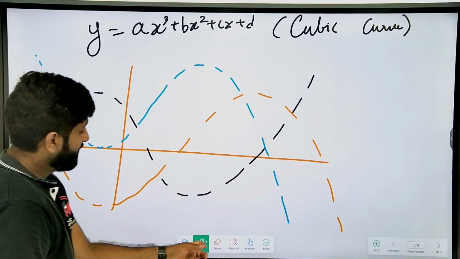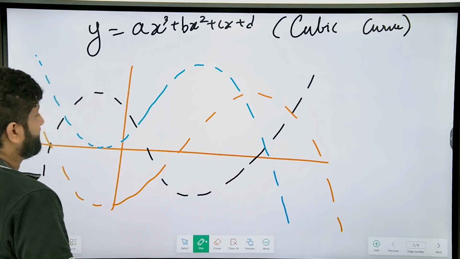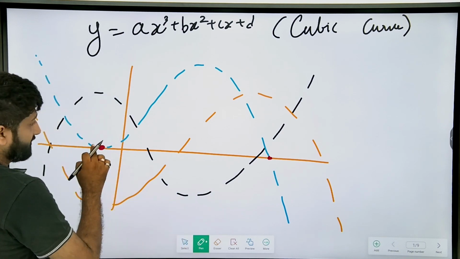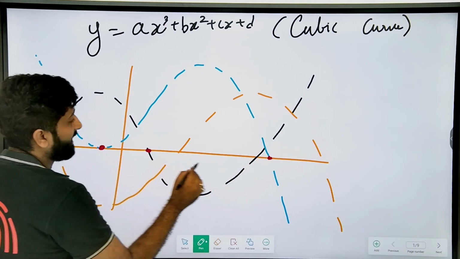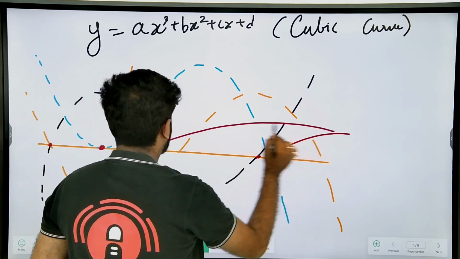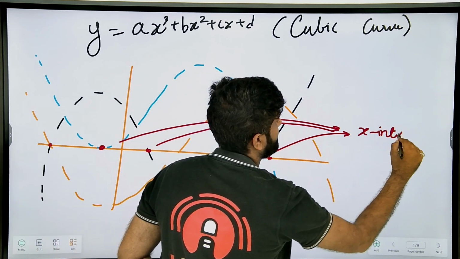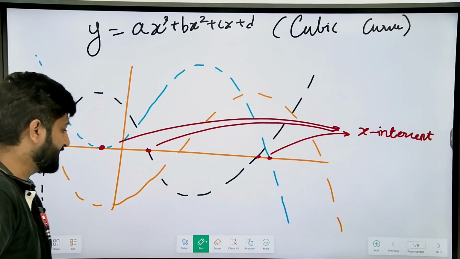Now, guys, what are the important points in a cubic curve? See, first of all, these points. What are these points? The points which I have marked in red, or even these points for the black graph. These points are nothing but the x-intercepts, meaning the points where the graph crosses the x-axis, right?